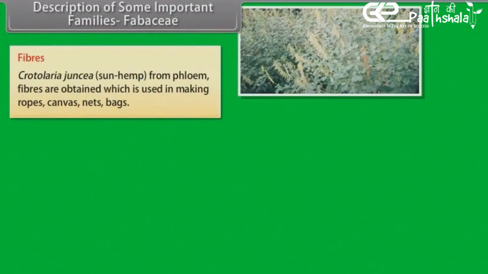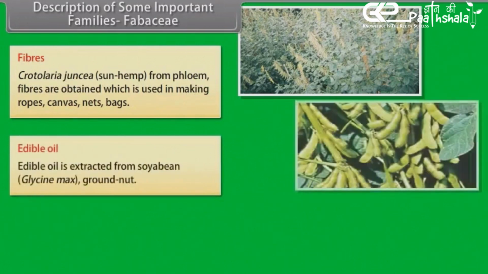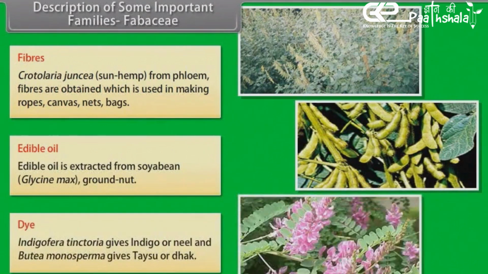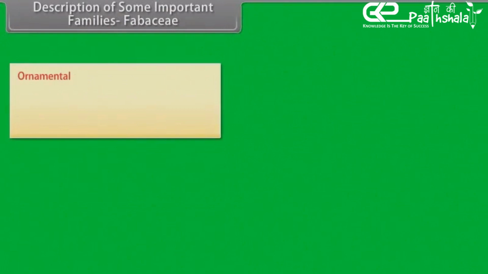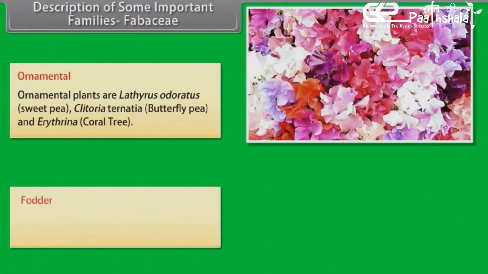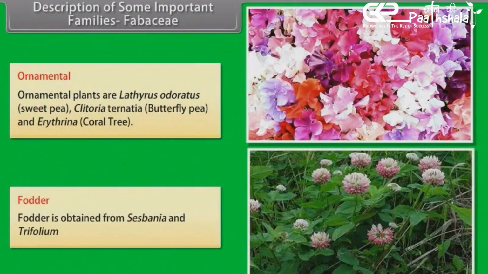Fibers: Crotalaria juncea, sunhemp. From phloem, fibers are obtained which are used in making ropes, canvas, nets, bags. Edible oil is extracted from soybean, Glycine max, and groundnut. Dye: Indigofera tinctoria gives indigo or neel, and Butea monosperma gives tesu or dhak. Ornamental plants are Lathyrus odoratus, sweet pea, Clitoria ternatea, butterfly pea, and Erythrina, coral tree. Fodder is obtained from Sesbania and Trifolium.